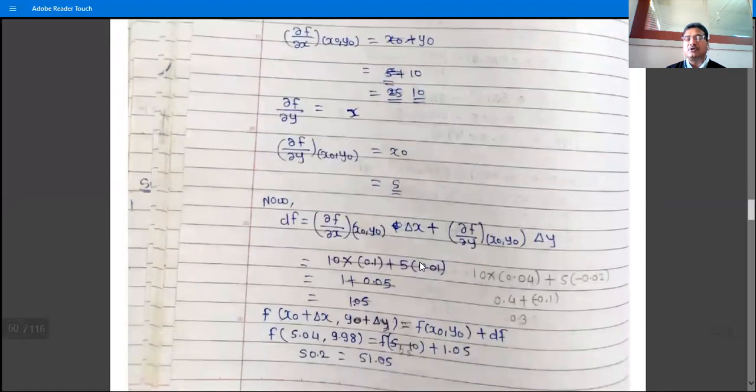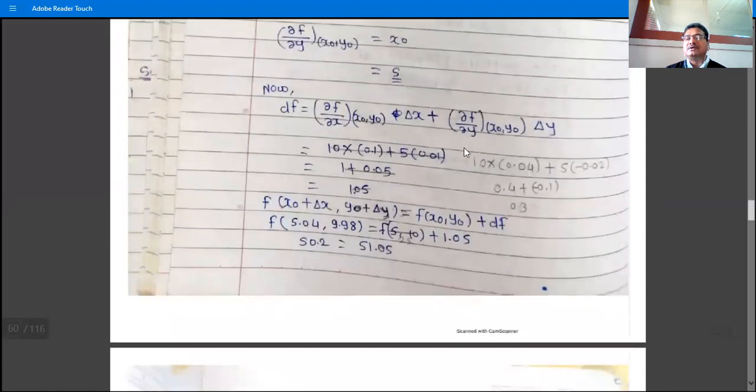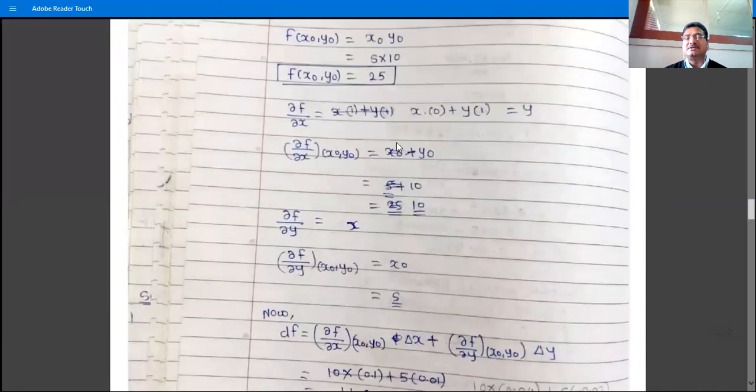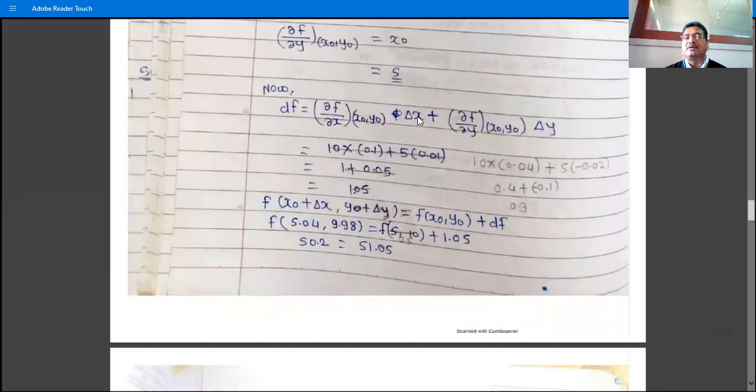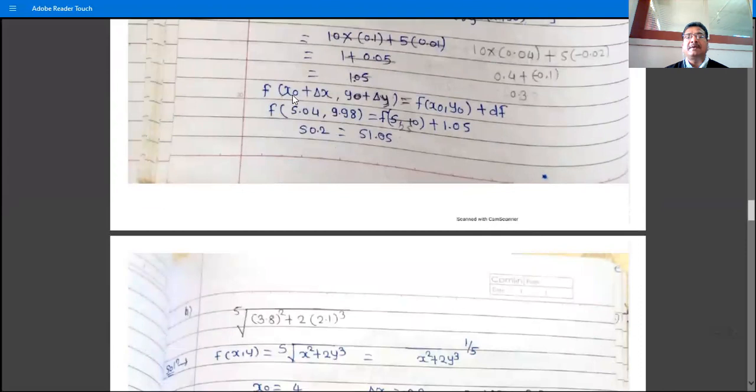Then df is this formula. Substitute the values. The value of del f by del x at x naught, y naught is 10. Delta x is 0.04. Then the value of del f by del y at x naught, y naught is 5, and the value of delta y is minus 0.02. So their calculation is 0.3. Okay, so f of x naught plus delta x, y naught plus delta y is equal to f of x naught, y naught plus df.